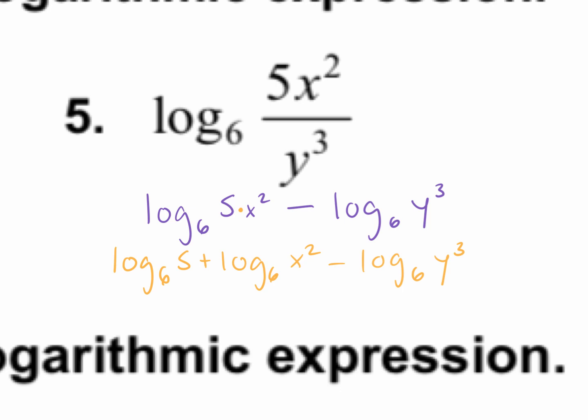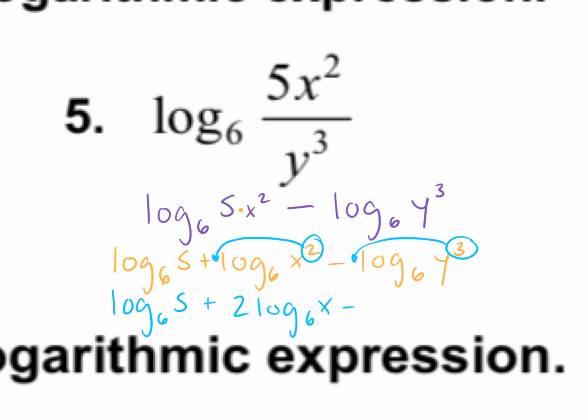Anything else I need to do? The exponents. Where do the exponents go? Just in front of that log. So it goes in front of the log that it's with. So I have log base 6 of 5 plus 2 log base 6 of x minus 3 log base 6 of y.